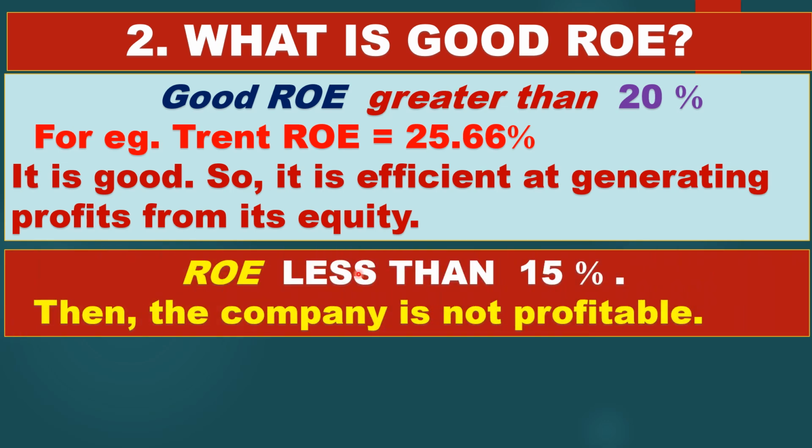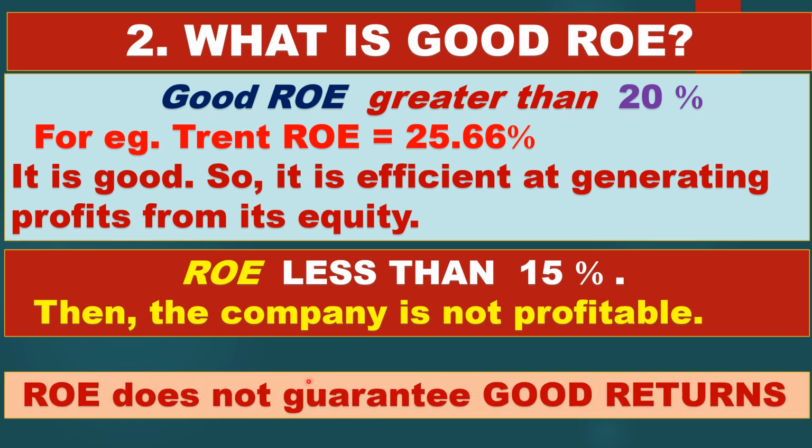Now, what is bad ROE? That is ROE less than 20%, less than 15%. If a company has ROE less than 15%, then the company is not very profitable. So, according to market experts, ROE does not guarantee good returns. So, please note this.